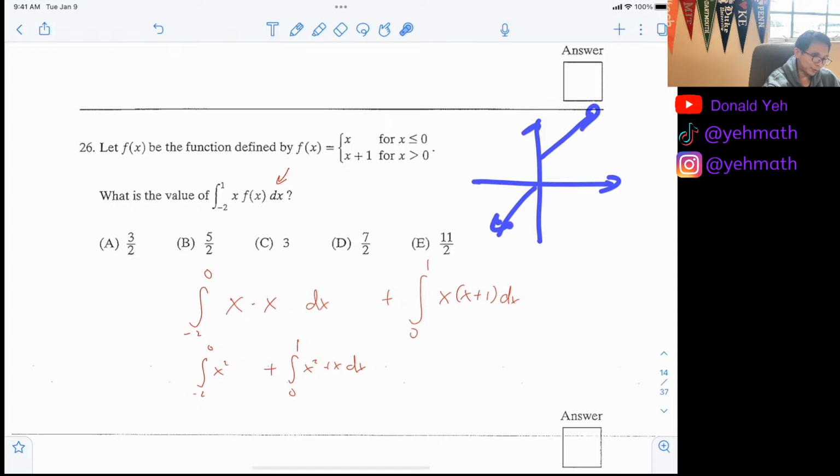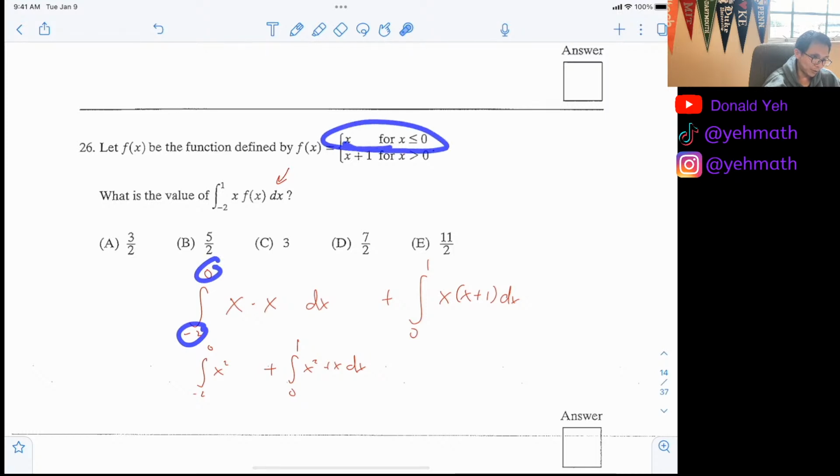So basically there were two pieces. But the problem is they do x f of x, so it goes from -2 to 1. Therefore you have to do -2 to 0, because that belongs to one function, and 0 to 1, and multiply that function by x times f of x. This one's just x times x, this one's x times x plus 1. Just rewrite it to here and finish working it out. You should get the right answer.